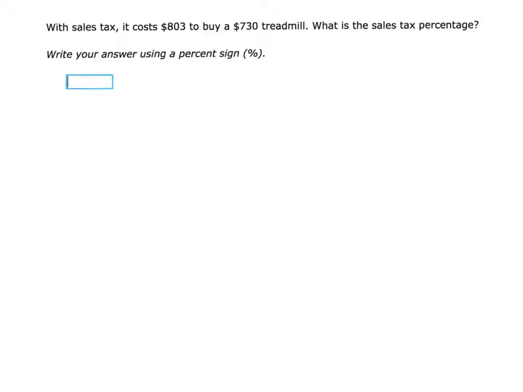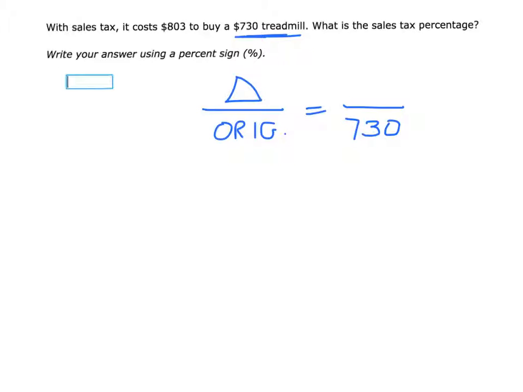Okay, so now we're talking about sales tax, so that's going to be an increase. So we're going to do, remember, the amount of change divided by the original amount, and that's basically shorthand. Okay, so the original amount was $730. Now the original amount just means what the cost was before we added or subtracted anything. In this case, we're adding sales tax. Well, how much tax was added?